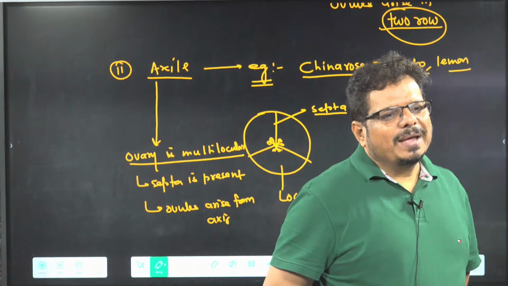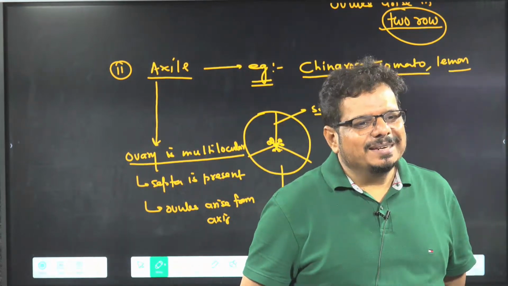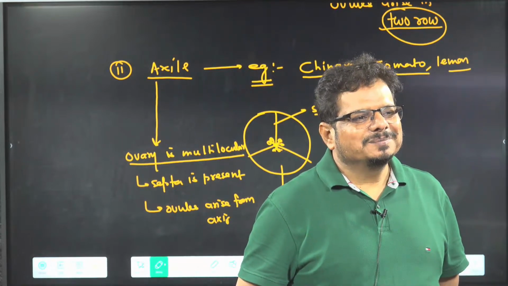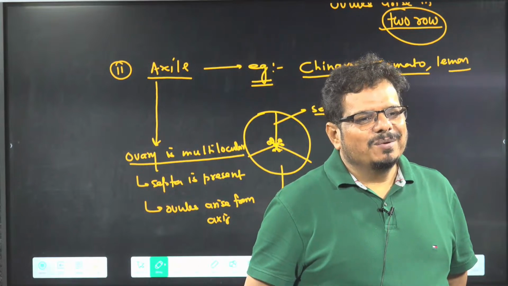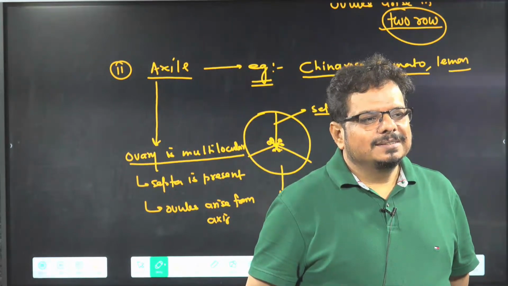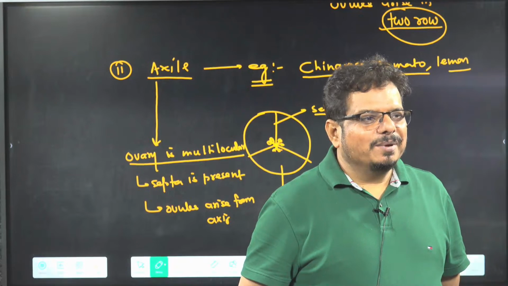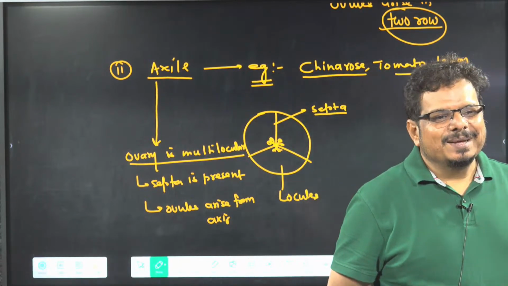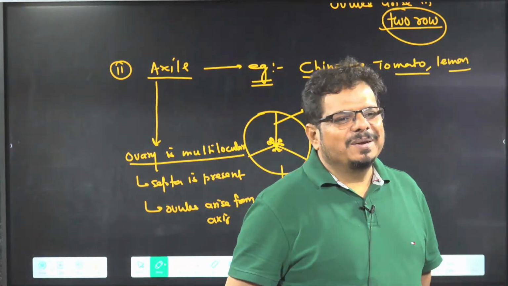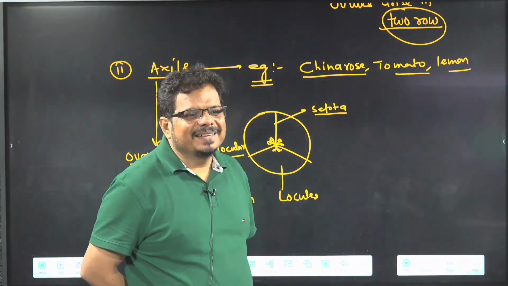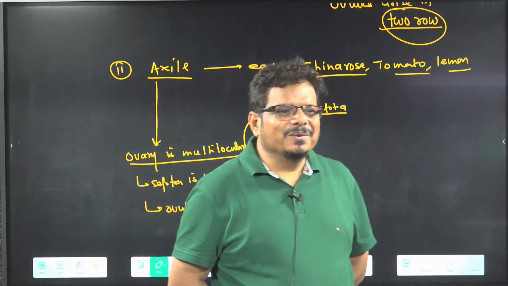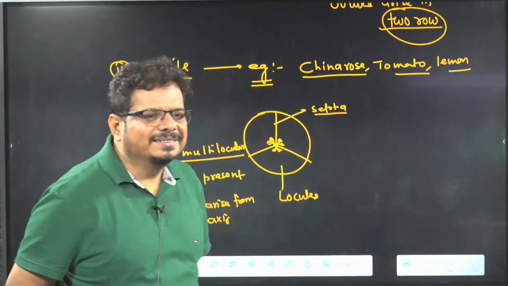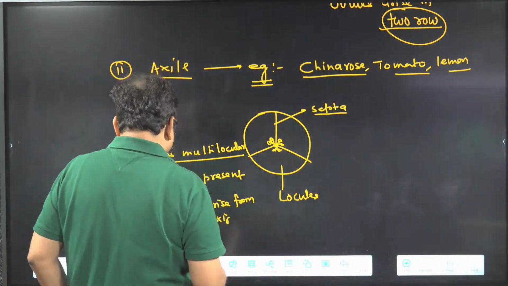How many locules are found in tomato? Anybody can tell me, when you cut the tomato, how many locules do you usually find in a tomato? If a tomato is near you, you are at home, cut it and tell me. After cutting the lemon and tomato both, give me a practical answer. Tomorrow, I will wait for the answer. Don't worry.